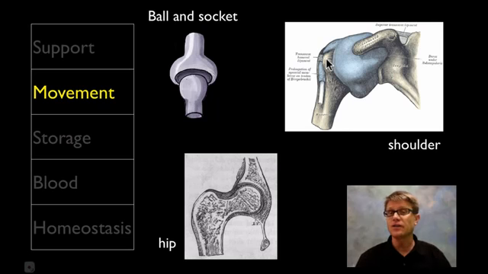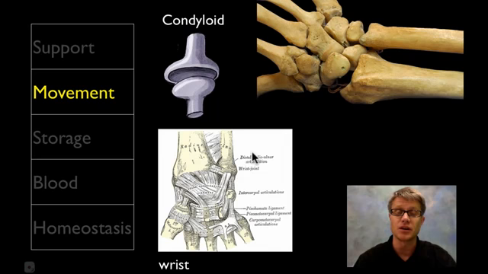And so there's a lot of movement, but there can also be a lot of things that go wrong with a ball and socket joint. And that's why especially hip replacement is very common.